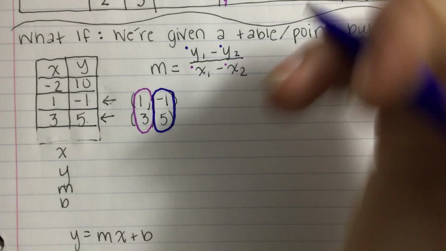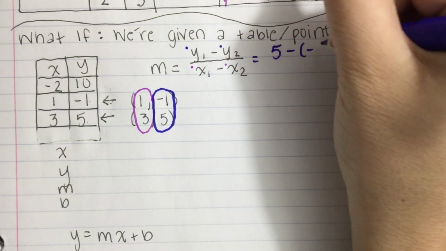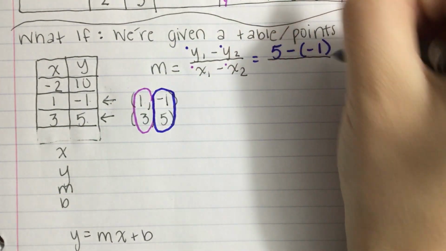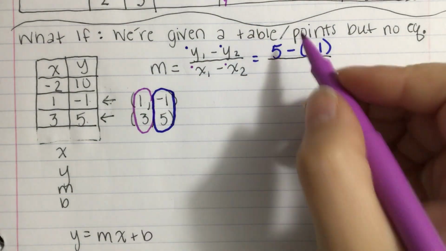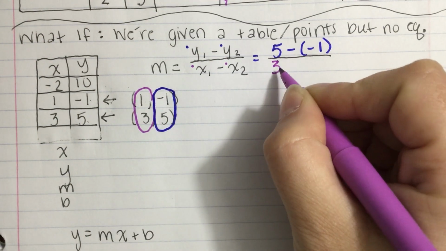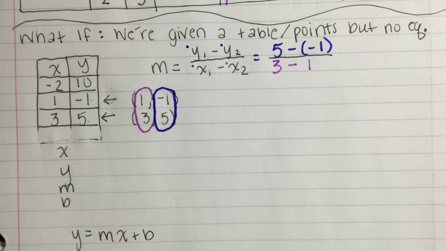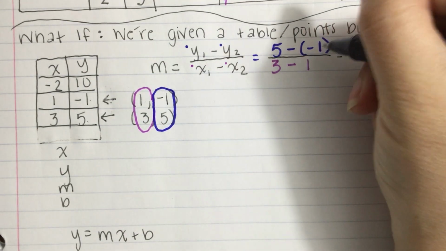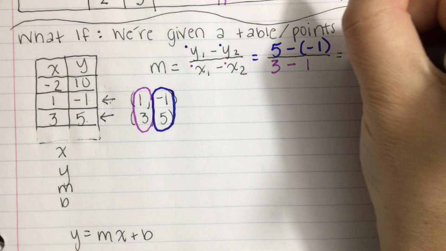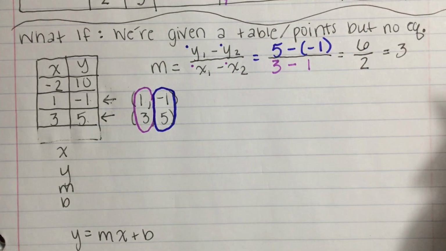So 5 minus -1, and then below that, since 5's corresponding x value is 3, it should go below 5, and then -1. And then if I solve that, 5 minus -1 would be 6, because these two combine to give us a plus sign, and 3 minus 1 is 2, so our slope would be 3.